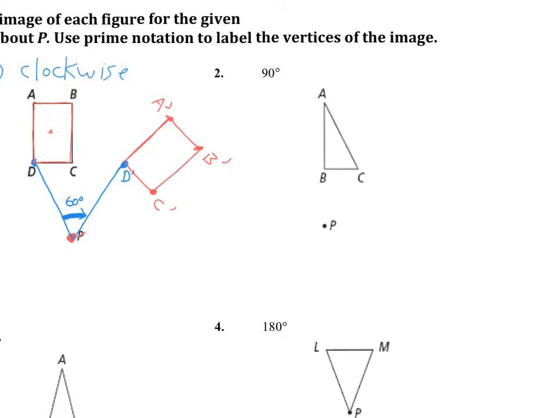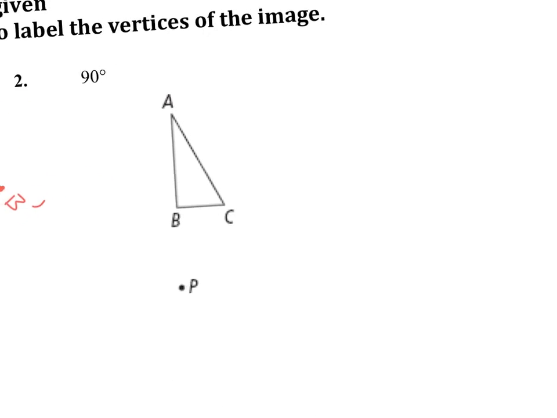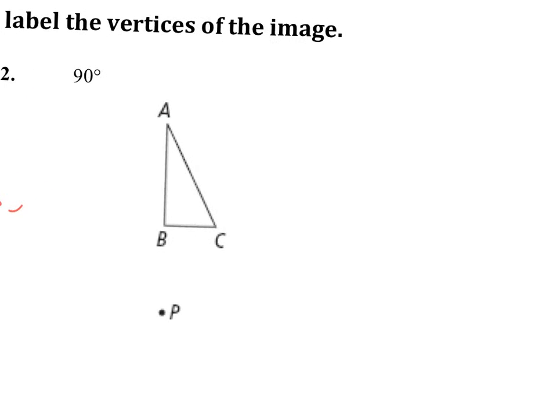All right, I'm going to practice number 2 here. I'll do it live, and then you guys can work on the next ones here. All right, so notice what I have. I have a right triangle, A, B, C. I'm going to rotate it 90 degrees.